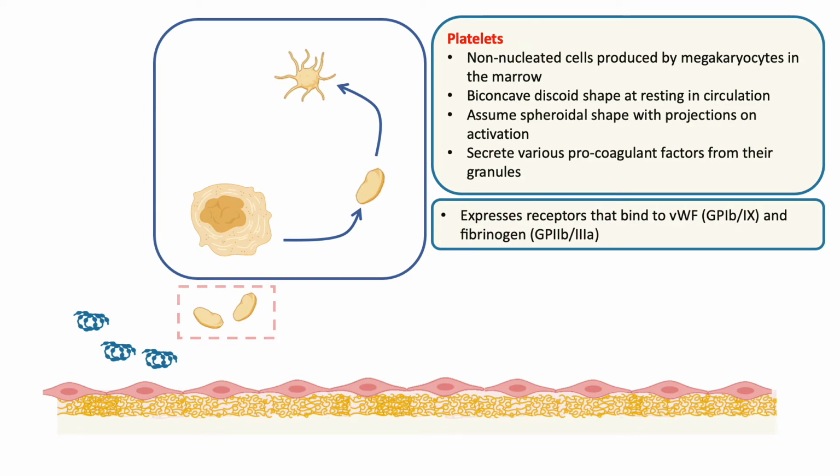Platelets also express receptors on their surface that can bind to von Willebrand factor and fibrinogen. The GP1b-IX receptor binds to von Willebrand factor, while the GP2b-3a receptor has fibrinogen as its ligand.